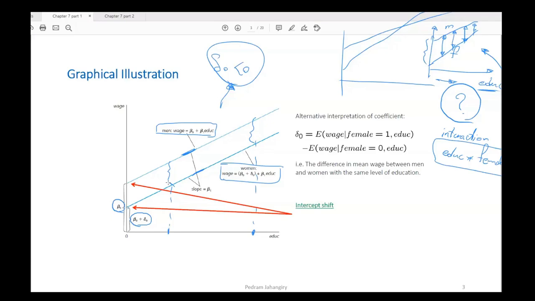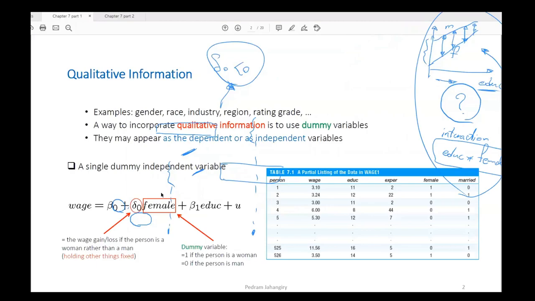But right now, let's say our model does not have that beautiful interaction term. This is the model, okay? There's no interaction. There's female, there's education. If I take the derivative with respect to education, it's going to be beta 1. So the marginal effect of education on wage is going to be constant. Look at that.